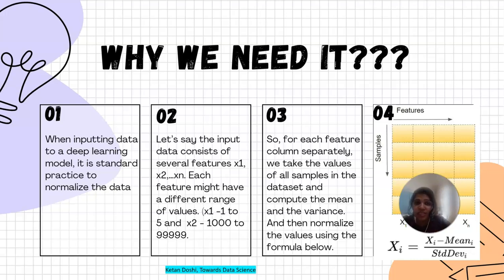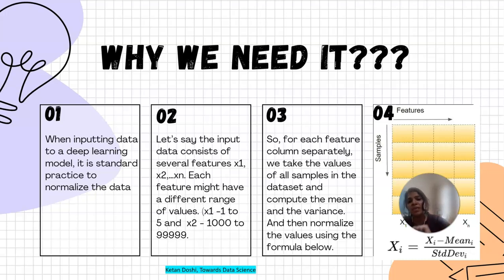Why we need normalization? Right now, if suppose I am having x1 to xn features, and x1 ranges from 1 to 5, but x2 ranges from 1000 to 10,000, there may be a difference. So what will happen? For each feature column separately, we need to normalize. How will we normalize? We take the values of all samples in the data set. Samples means instances, the row-wise. So each value in the columns we will take for each sample.